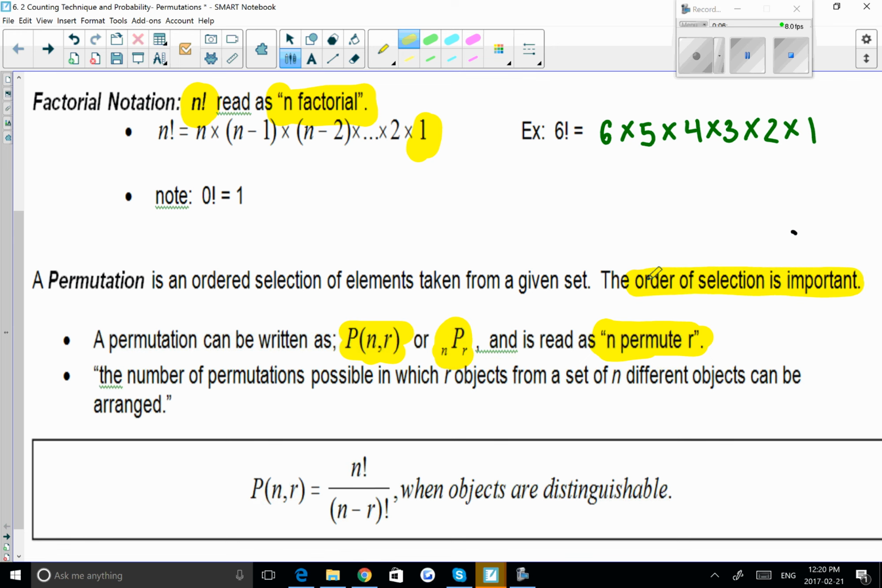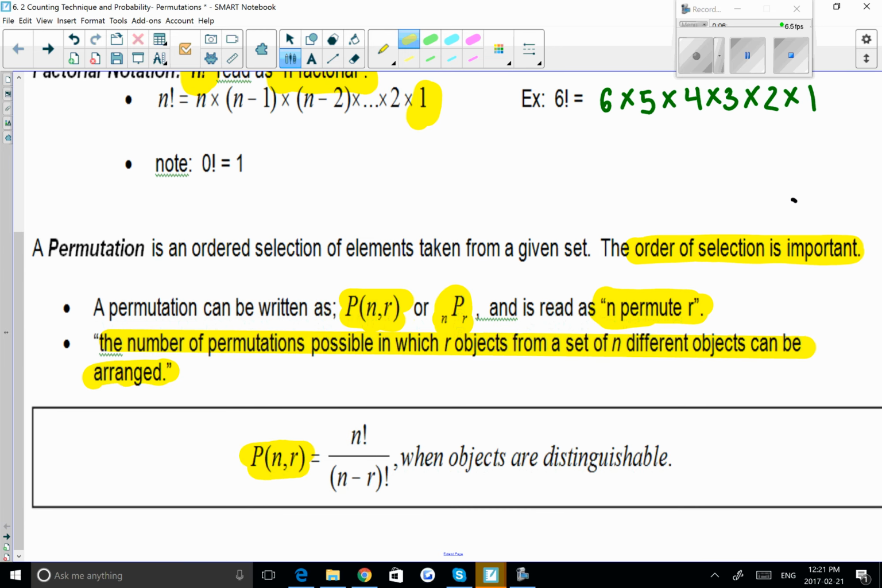Okay. NPR represents the number of permutations possible in which R objects of a set of N different objects can be arranged. This is used when, for example, let's say you had 10 children and you only want to select 6 to be in a lineup. Then you'll know how many different ways that's possible. So the formula is here. You're required to know this formula. It's n factorial over n minus r factorial. So the exclamation mark is a factorial.